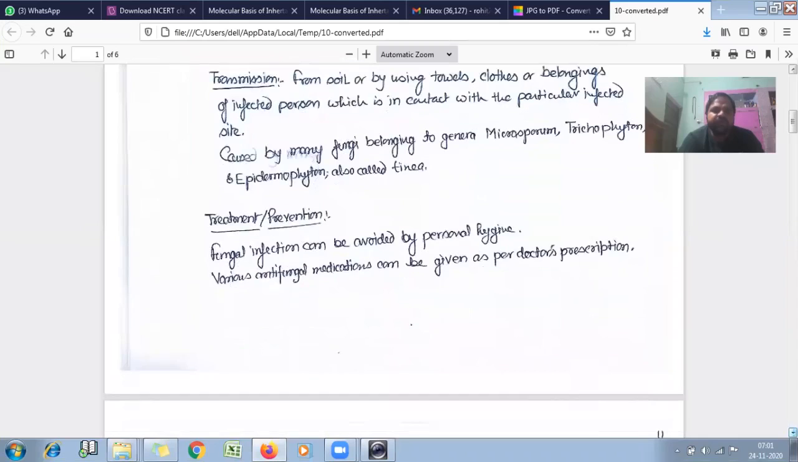Now we'll see the treatment or prevention. Fungal infection can be avoided by personal hygiene, which means we should not use the belongings of the infected person. If infection occurs, then we can use any antifungal medicine, but as per doctor's prescription.